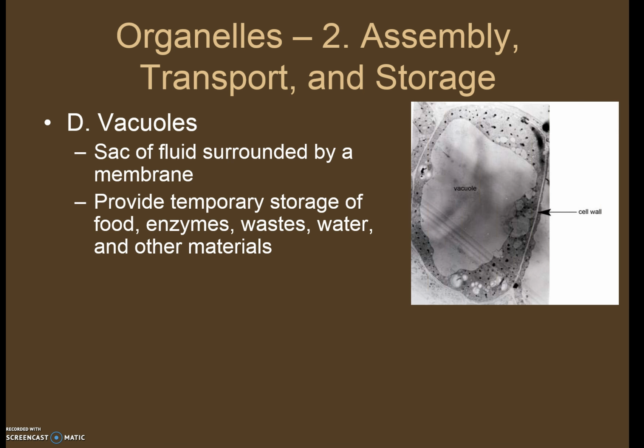In plant cells, there is one large central vacuole, and when you look at a plant cell under a microscope, it's usually the largest organelle that you can see. You'll know that you're looking at the vacuole as opposed to the nucleus because the vacuole is not going to stain. It's going to be clear, whereas the nucleus is going to have that darker staining nucleolus in it.